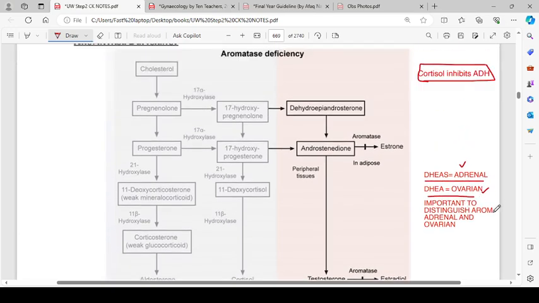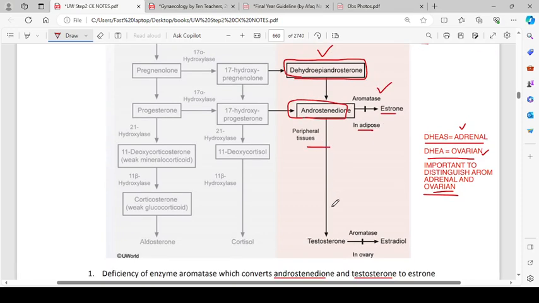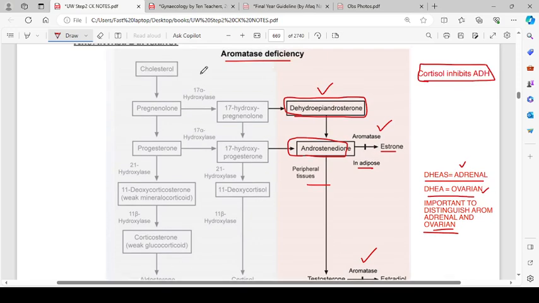Okay, important to distinguish from adrenal and ovarian. So, aromatase deficiency. Dehydroepiandrosterone is converted into androstenedione, and androstenedione with aromatase in the adipose tissue is converted to estrone. In the peripheral tissue, it is converted to testosterone, and testosterone via aromatase in the ovary will be converted into estradiol. And we know this pathway that is happening in the adrenal glands.